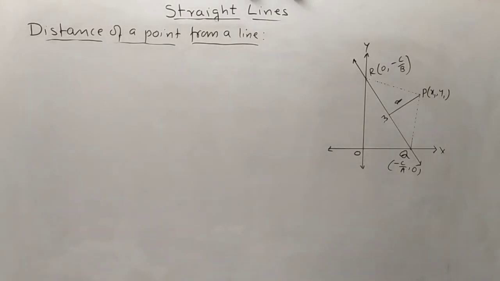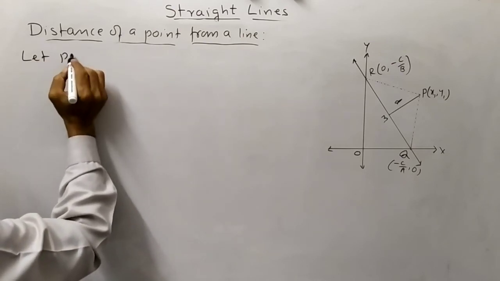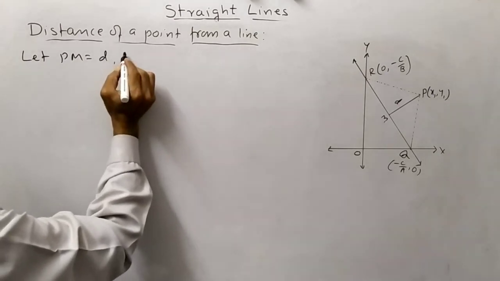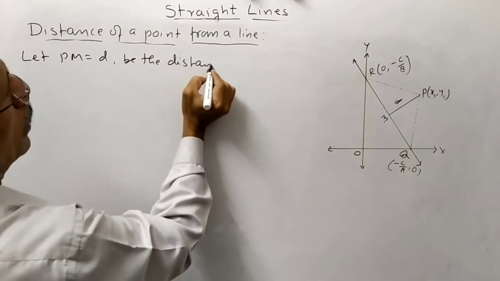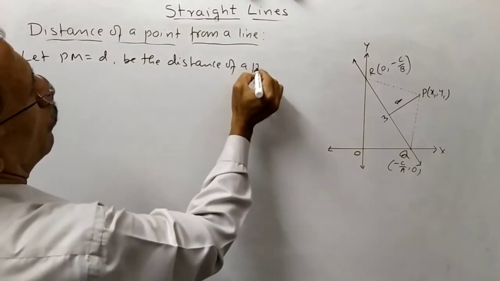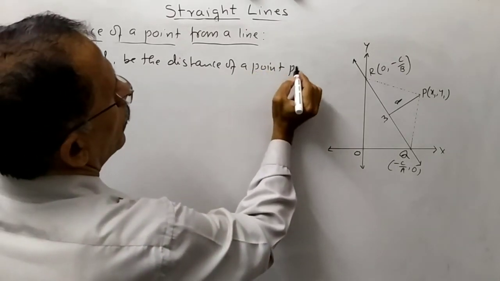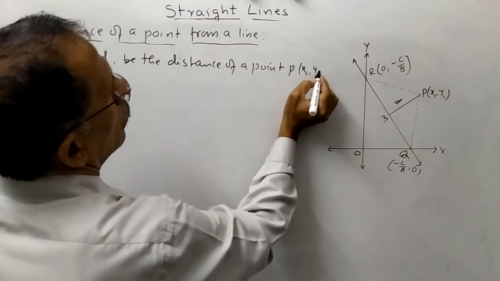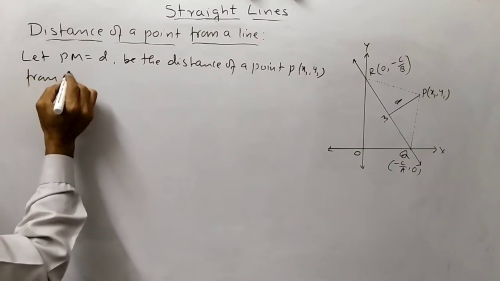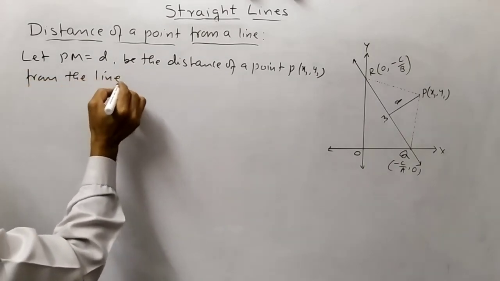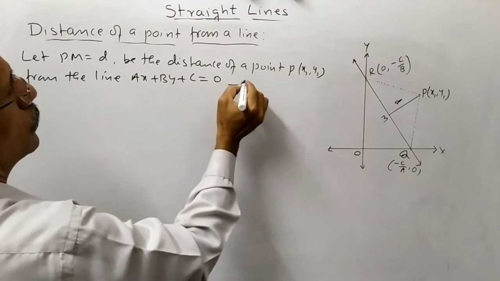Distance of a point from a line. Let PM is equal to D be the distance of a point P (x1, y1) from the line ax plus by plus c is equal to 0. Say number 1.